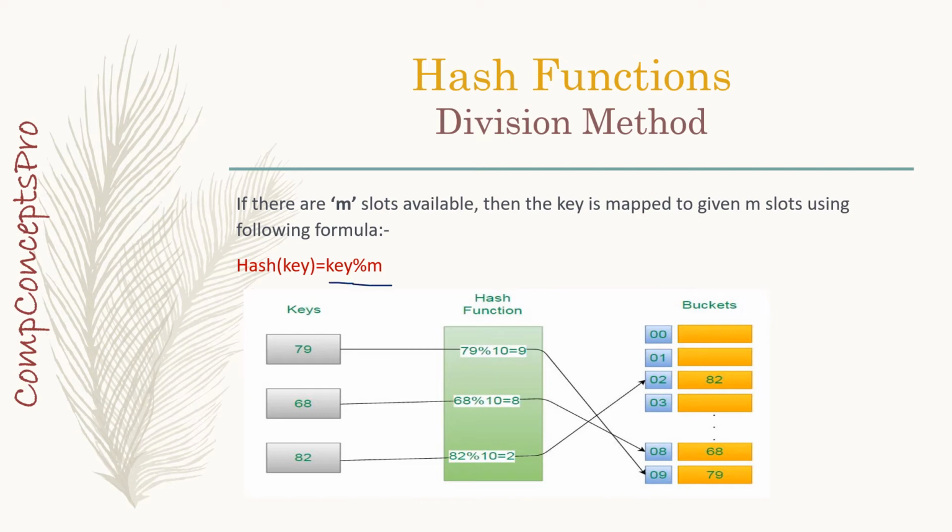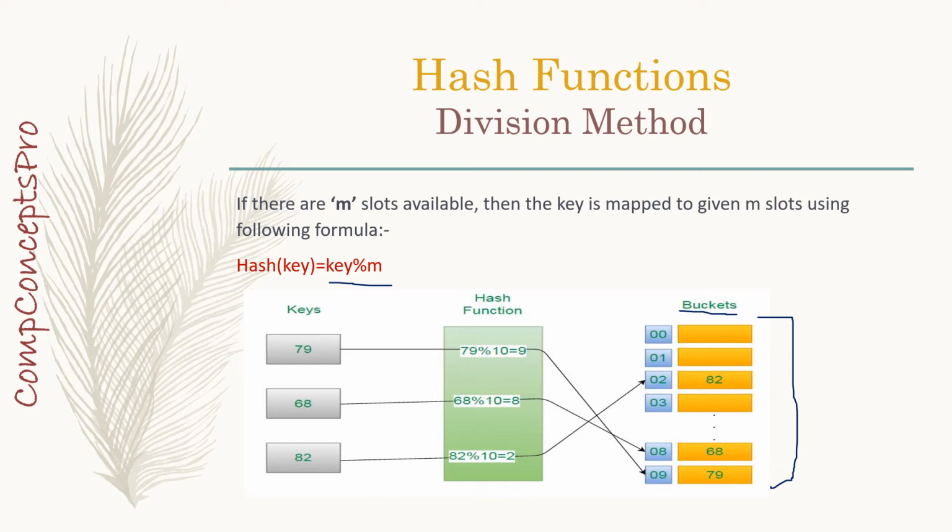That is our integer key mod the number of slots available in the hash table, which are denoted by m. As you can see here in the example, there are 10 slots available in the hash table, starting from the index number 0 to 9. These slots are also known as buckets.